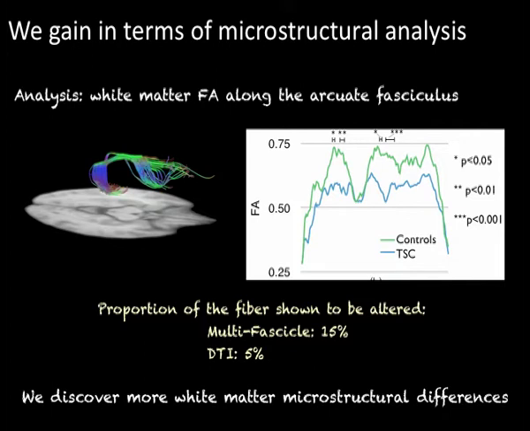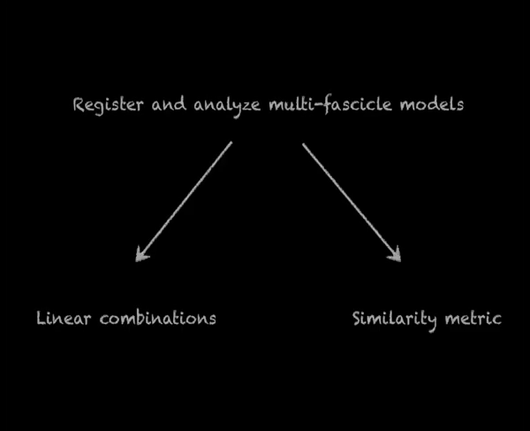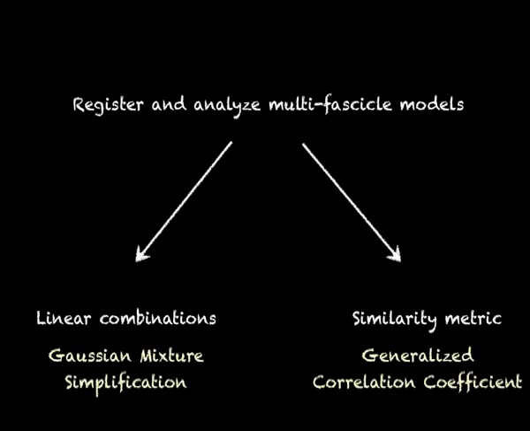As a conclusion, registering and analyzing multifascicle models has been made possible by the introduction of Gaussian mixture simplification and a generalized correlation coefficient. The use of multifascicle models in the white matter population studies is promising, and we believe it has a long way to go.